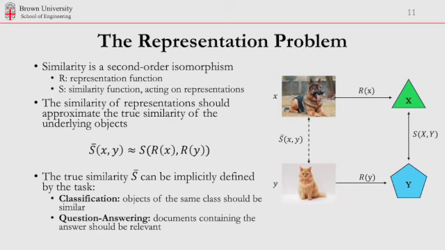And so we don't really know the true similarity of the objects, but what we can do is implicitly define it. And that can be defined based on the task. So if you have a task like classification, I know that two objects are similar if they're of the same class. Maybe their representations should be identical. Or in question answering, a document should be relevant to a user's question if it contains the answer. And so you can implicitly define similarity in that sense.